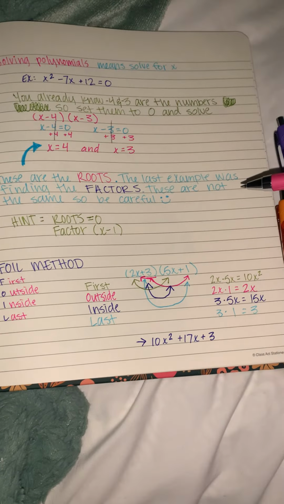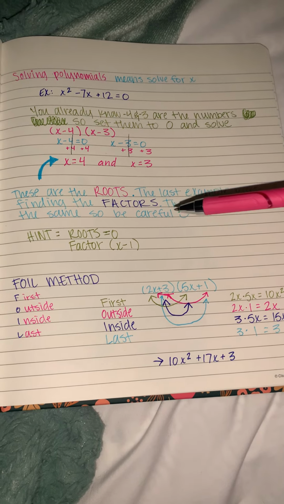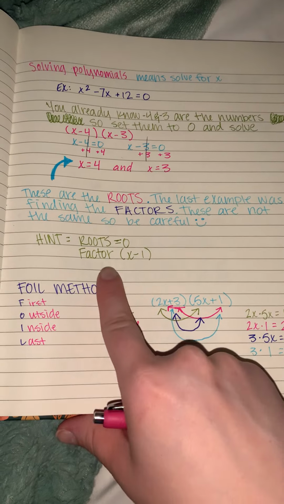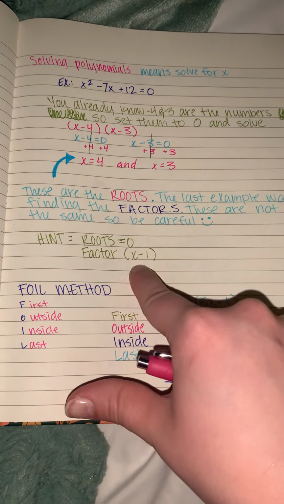Anyway, the last example was finding the factors. They are not the same, so be careful. And I drew that smiley face to keep you going. Roots are always equal to 0, and factoring is like the stuff with the parentheses and whatnot, you know?